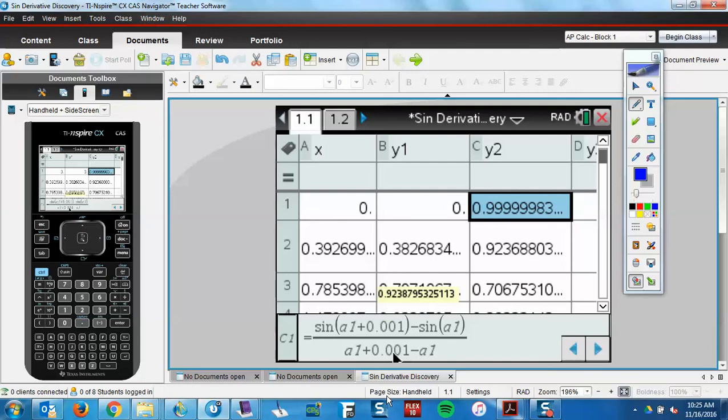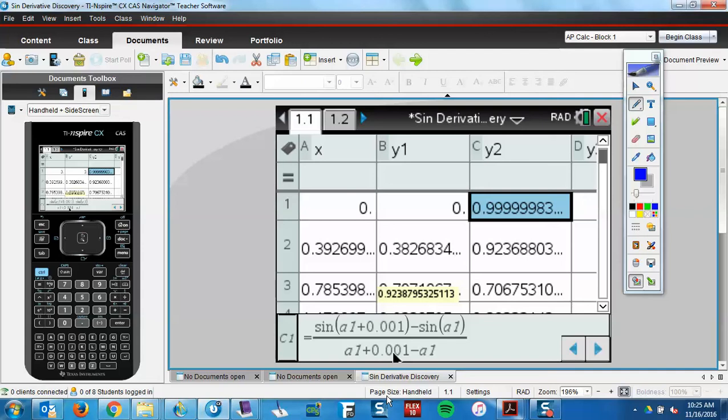Does that look like slope? Would that be slope? Right? I just picked 2 really close points. I picked 0, that's my sine of A1, and then I picked a really close point. I just took whatever A1 was and added on 0.001, right? And then divide by A1 plus 0.001 minus A1, right? So that's just those 2 points subtracted together.